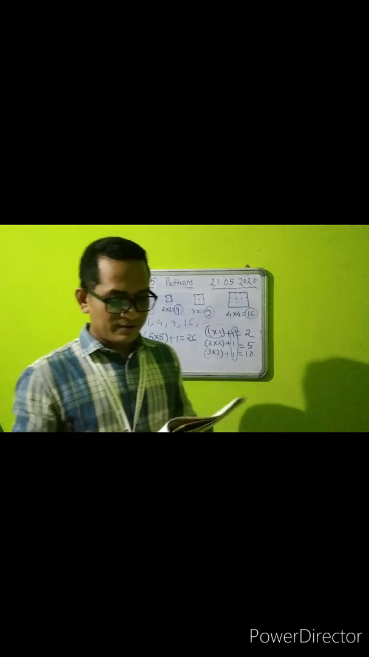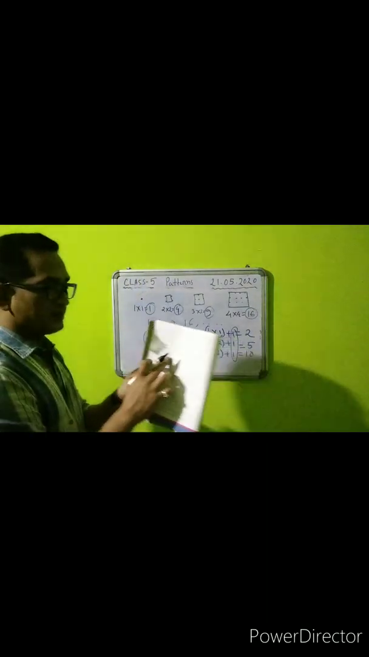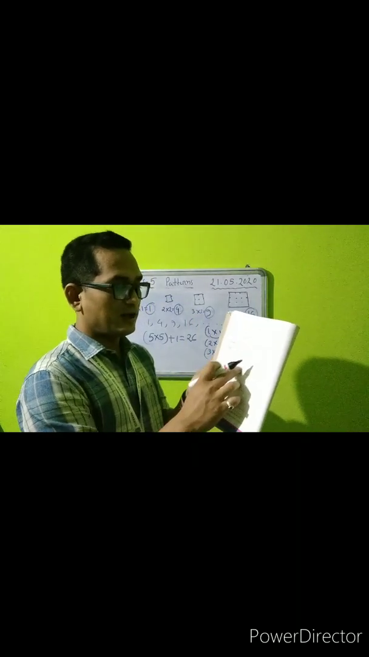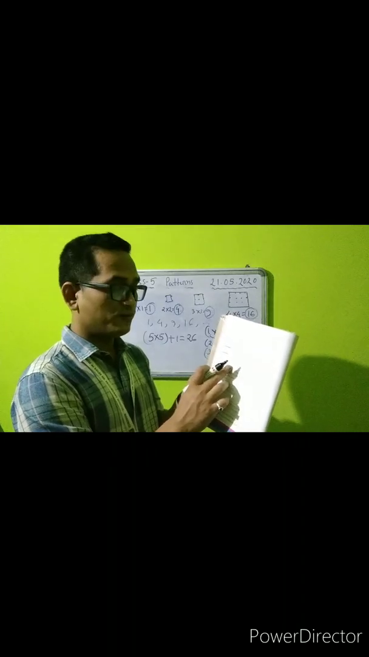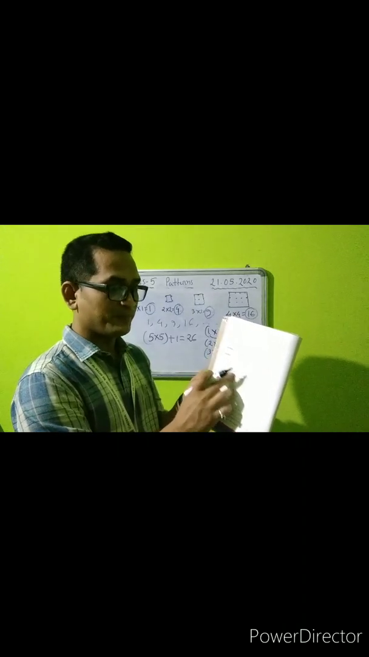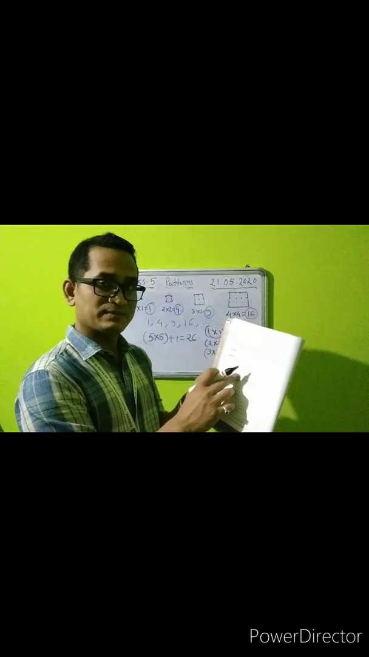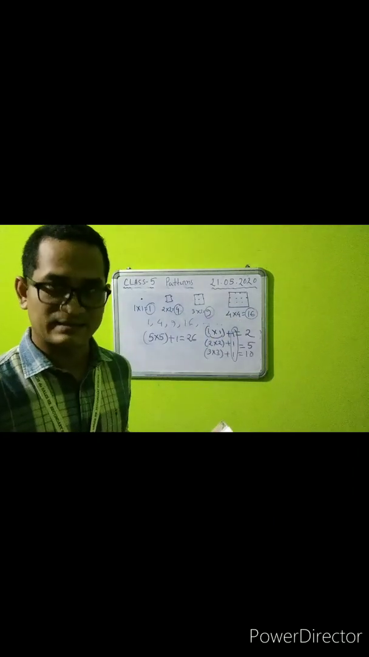So suppose they have asked you to find the next number after 2 5 10 17. After 17, what will you get? We got 17 how? 4 4s are 16 plus 1, 17. So the next number is 5 into 5 plus 1, that is 5 5s are 25 plus 1, 26. So the next remaining number is 26.